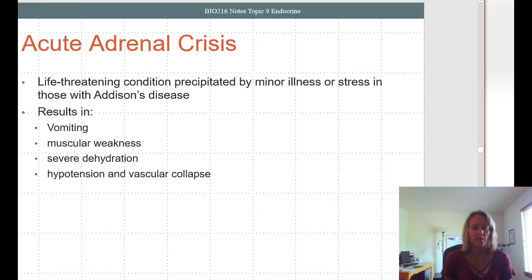An acute adrenal crisis is a life-threatening condition, and this is precipitated by illness or stress in those with Addison's disease, or partially untreated Addison's disease. This can result in vomiting, muscular weakness, and severe dehydration, and this can lead to hypotension and vascular collapse, and that's what makes it life-threatening.